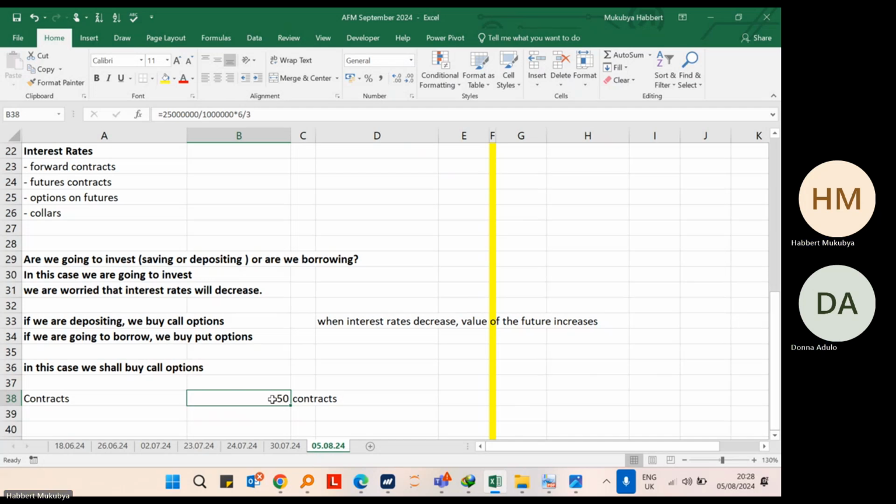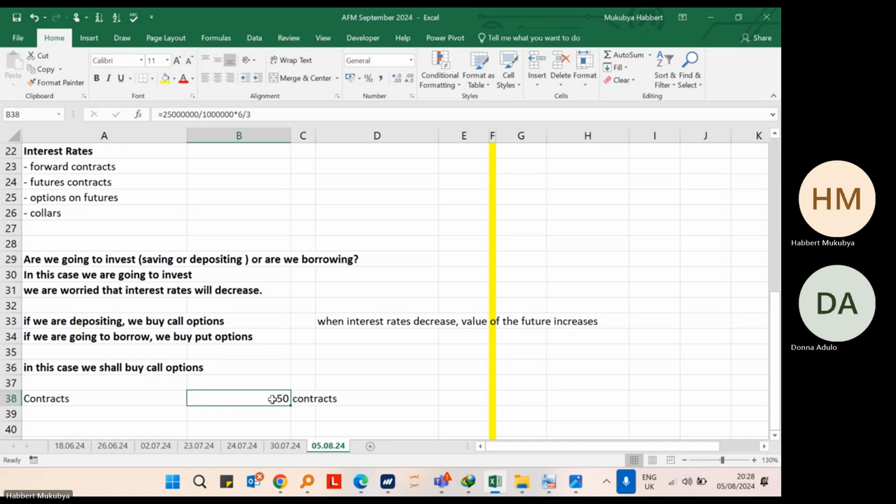Yes. When you are determining the contracts for interest rates. Because when it comes to FX, normally you are going to exchange some money on a given date. So for it, you just divide the amount by the contract size. But for interest, because it has that part of for how long are you investing? So that's why we normally multiply it by 6 divided by 3, which is number of months divided by 3, which is usually the length of the contract.